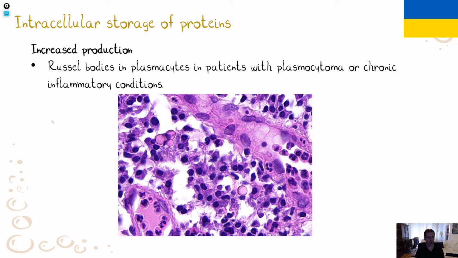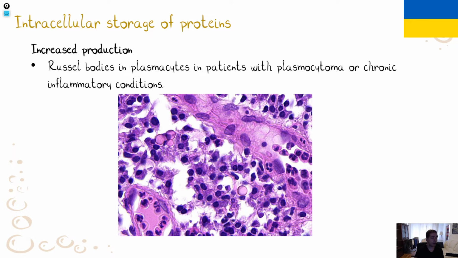An example of increased production can be Russell bodies in plasmacytes. You can see them as those eosinophilic globules, again, in the cytoplasm of plasma cells, typically in dilated endoplasmic reticulum. And this is usually seen in situations in which the plasma cells are driven to hyperfunction. So this is usually the overproduction of immunoglobulins. You can see it in patients with plasmacytoma, for example. It is very typical for plasmacytoma.